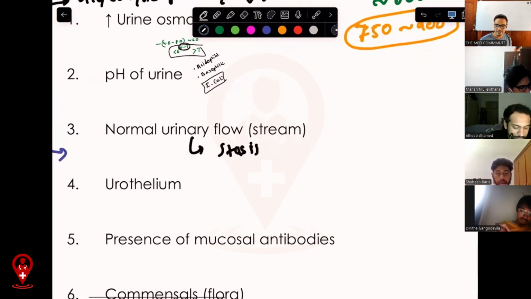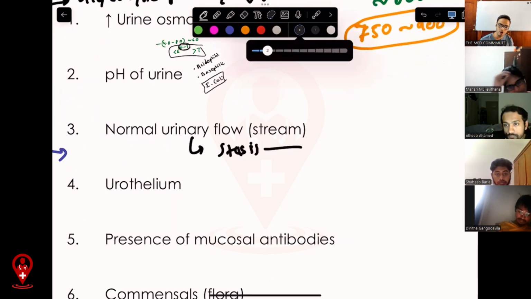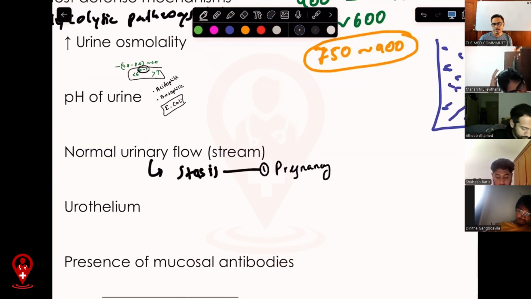Here, guys, we need to mention some conditions that can give rise to urinary stasis. One of the most important ones I want you all to know is pregnancy. Pregnancy is a cause of urinary stasis. So you all know.